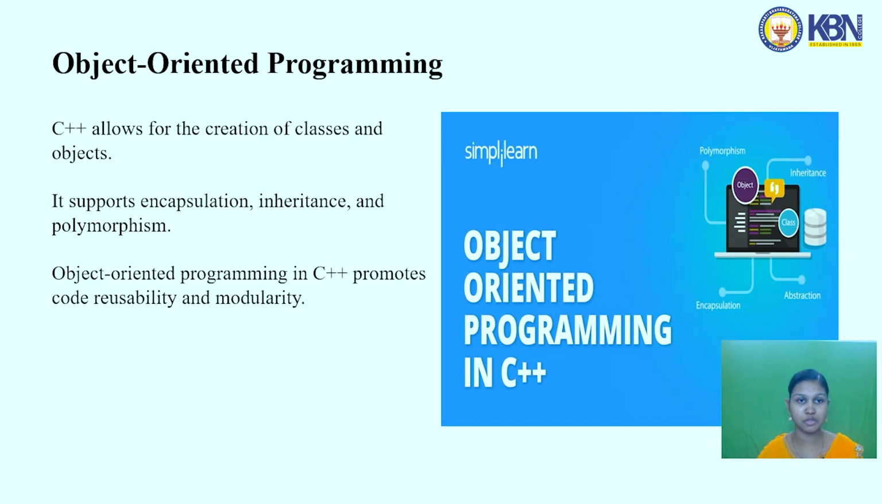Now coming to the features of C++. The first is creating classes and objects. The second is that it supports encapsulation, inheritance and polymorphism. This object oriented programming gives code reusability and modularity. In the basics of the C language, the object concepts are not there. In C++ we use object oriented programming, which means you create classes and objects and use encapsulation, inheritance and polymorphism concepts.